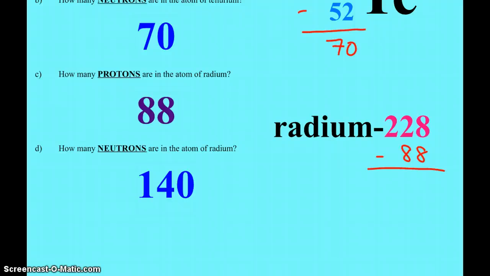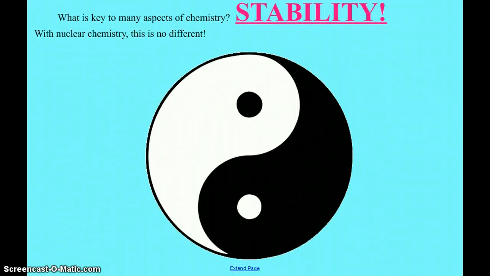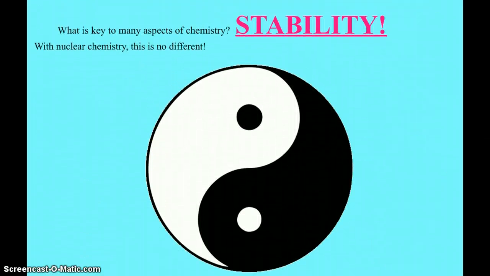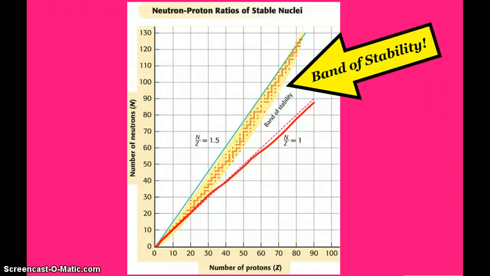Now, what is the key aspect, or key to many aspects of chemistry? That would be stability. We've talked about that all year. Elements want to be stable, like the noble gases, so they bond and do different things because of that. Well, same thing with nuclear chemistry. Isotopes, atoms out there in the world, want to be stable. And so their goal is to end up on this band of stability.